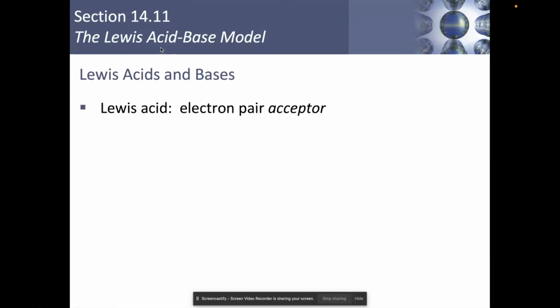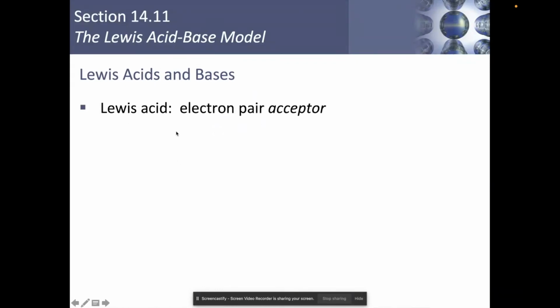That's not on the AP exam. So 14.11, Lewis acids and Lewis bases. We've talked about Bronsted-Lowry acids and bases pretty much the entire time. That's how we get equilibrium expressions, all of that fun stuff. We've also talked about Arrhenius acids and bases, like at the very beginning.